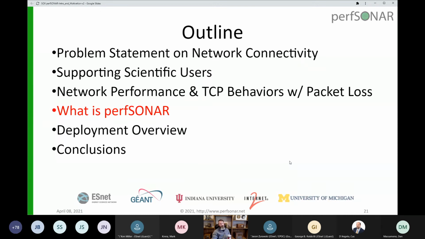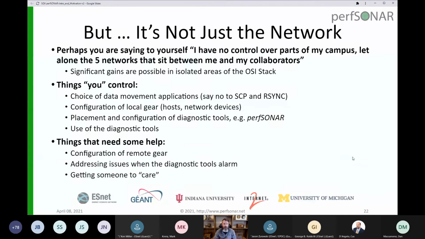So now we're kind of coming to the crux of what we want to talk about. Well, what is Perfsonar? So we've talked already a little bit about the idea that you can't control every single piece of your network.